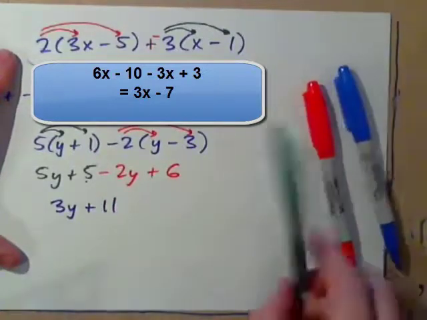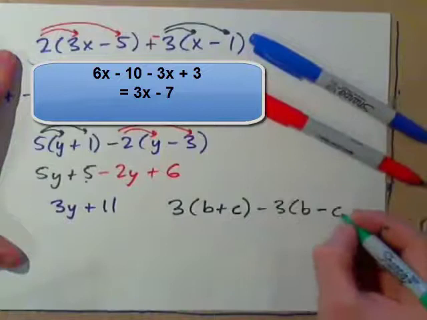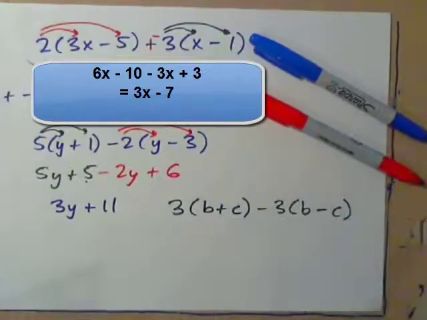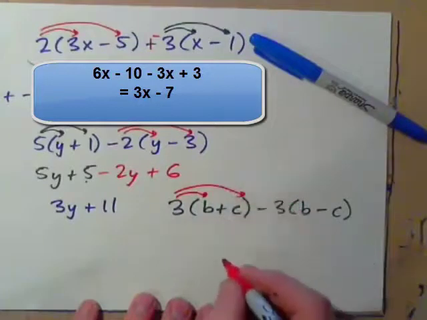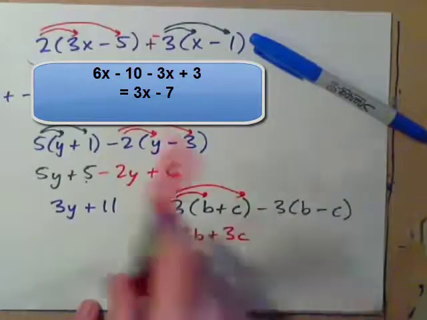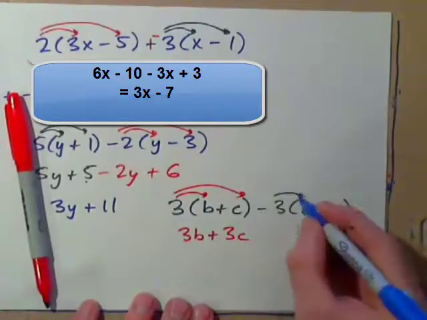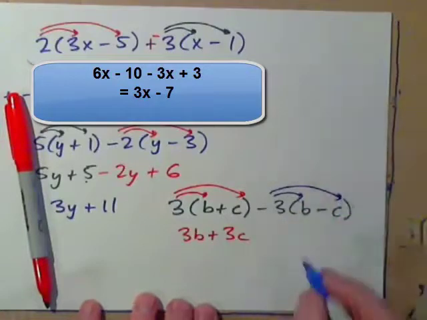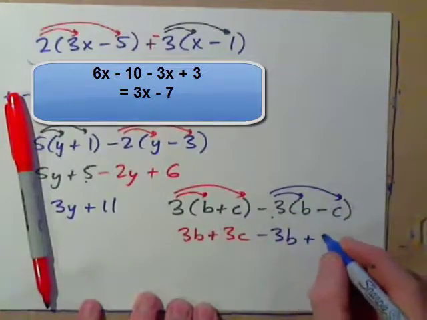So go ahead and do this one then. 3 times b plus c minus 3 times b minus c. Again, the first step is to apply the distributive property to remove parentheses. So multiply by 3 here and here. In this bag we have a banana and a cherry, so 3 of these bags makes 3 bananas plus 3 cherries. In this bag we have a banana minus a cherry, so negative 3 times that is going to change the signs, right? It'll be negative 3 times b, minus 3b, negative 3 times negative c, plus 3c.